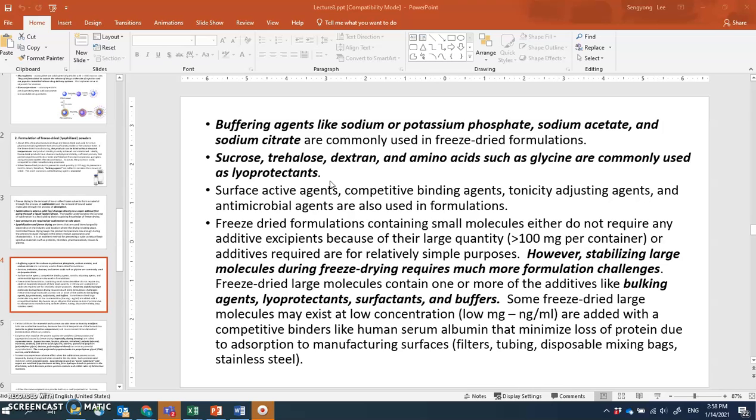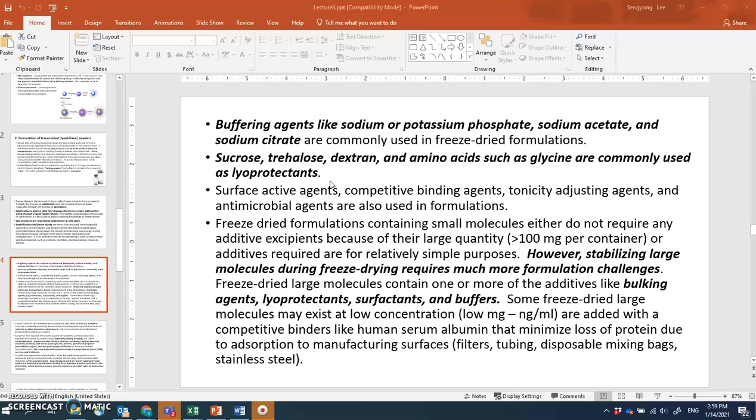Okay, so what can be used? Sucrose, trehalose, dextran, and amino acids such as glycine. Glycine is the simplest, smallest amino acid. These non-harmful sugars or amino acids can be added to protect your drug molecule during the drying process. So lyoprotectants are unique in a freeze-drying drug formulation. And then surface active agent, we already talked about this. Competitive binding agent, tonicity adjuster, antimicrobial agents. Those are commonly used. There's nothing unique about those.